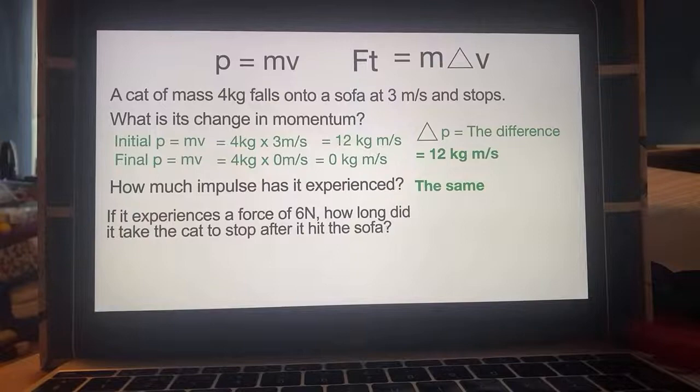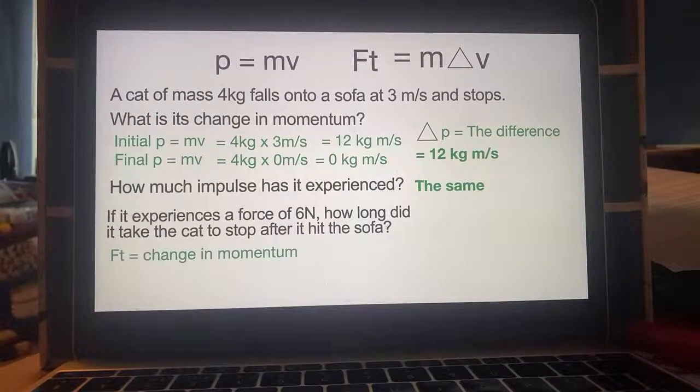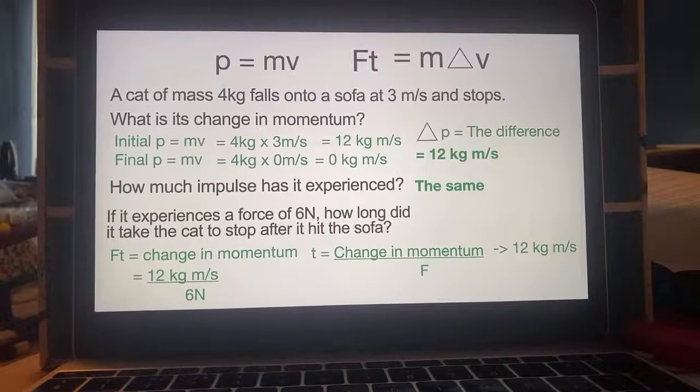If it experiences a force of 6 newtons, how long did it take the cat to stop after it hit the sofa? What are we using for that? So we've got the force of 6 newtons. We're looking for how long. So we're looking for the time it took to stop. So we need its change in momentum, but like a lot of IGCSE questions do, they've asked you to work that out already. So we can just go, all right, Ft equals change in momentum. So T equals change in momentum divided by F. We know that change in momentum is 12 kilogram meters per second. So it's 12 kilogram meters per second divided by 6 newtons, which is 2 kilogram meters per second per newton.